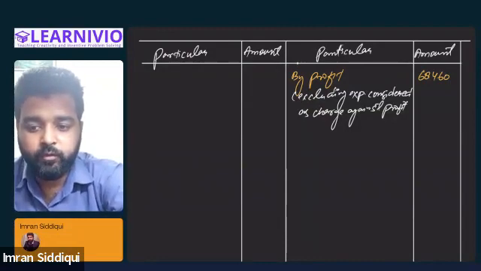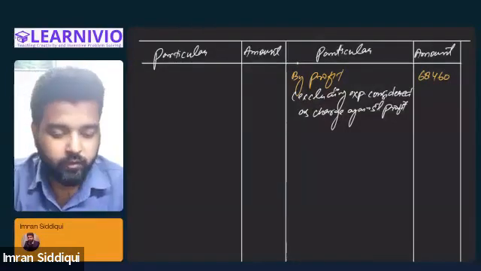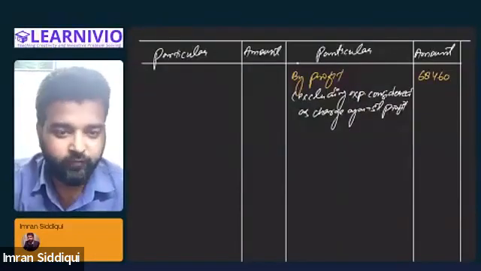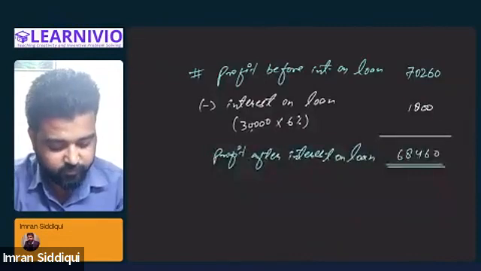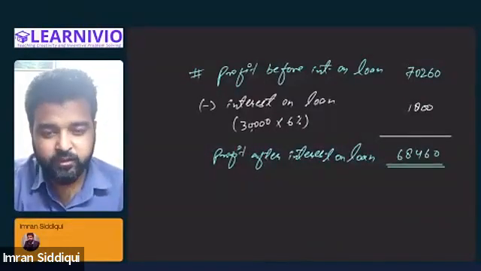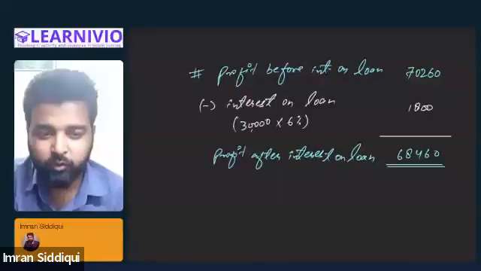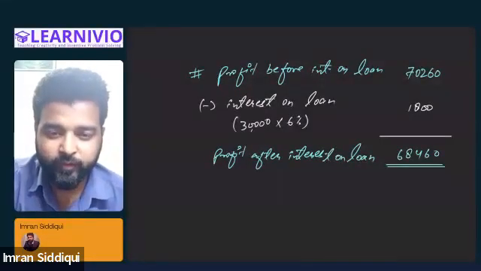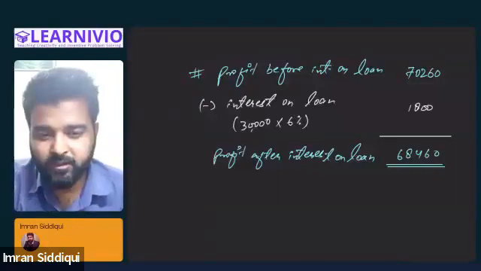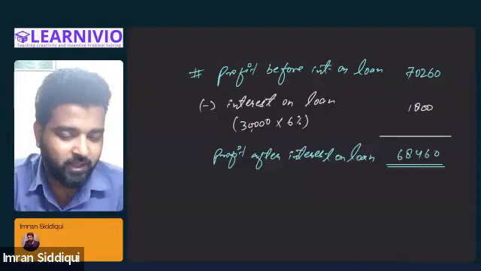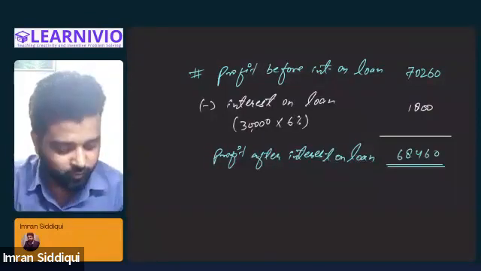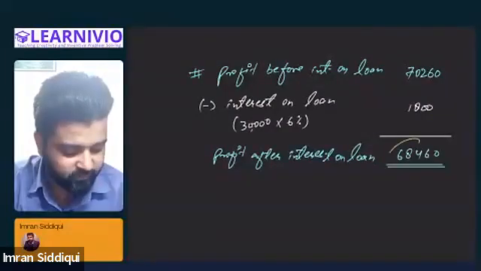All right. So both of you, I was saying that in order to write down the profit in the profit and loss appropriation account, we will have to first of all subtract the interest on loan. Why are we doing this? Because interest on loan is a charge against profit. Before writing the amount of profit in the P&L appropriation account, we need to ensure that all such expenses must be subtracted. All expenses which are treated as a charge against profit must be subtracted. So after subtracting interest on loan we will get 68,460.